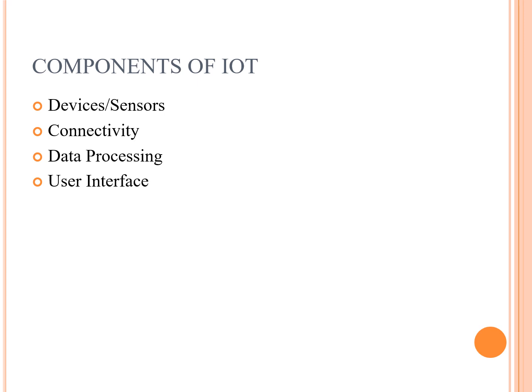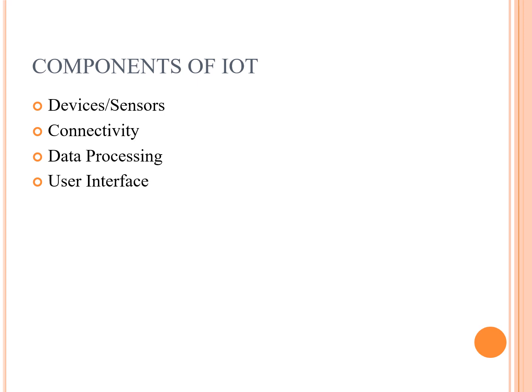Before going to discuss the components of IoT, let's see a few real-time examples of IoT. The first one is smart home. Devices like smart lights and thermostats adjust based on your preference or a schedule. Next one is wearable. It means that a fitness tracker monitors heart rate as well as steps and sends updates to your smartphone.